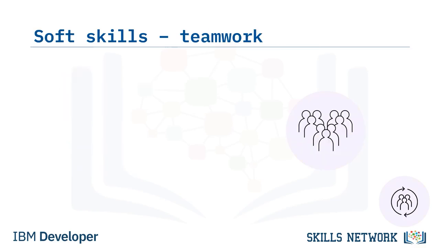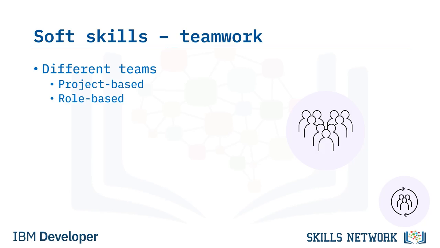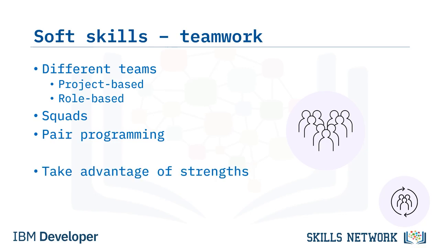So now let's look at the soft skills of a software engineer. Teamwork is a key soft skill. Software engineers work in a variety of teams, some based on the project they're working on and some based on their specific role. If you're practicing agile development, you may also work in small teams known as squads. And you might also work closely alongside another developer in pair programming. Working in teams enables you to take advantage of each individual's strengths, as well as providing opportunities for you to gain new knowledge and skills.